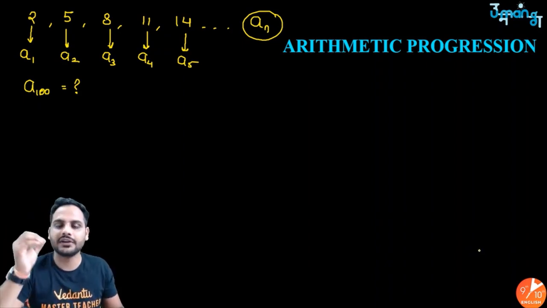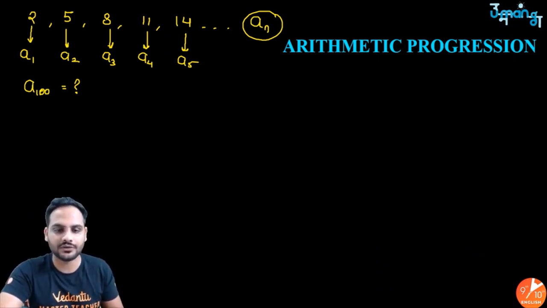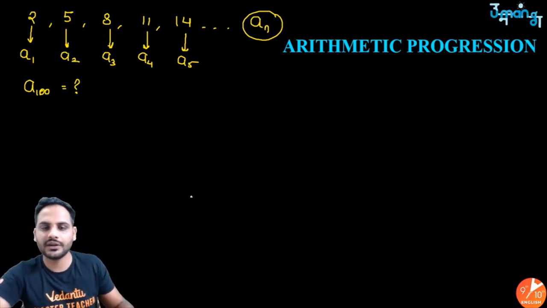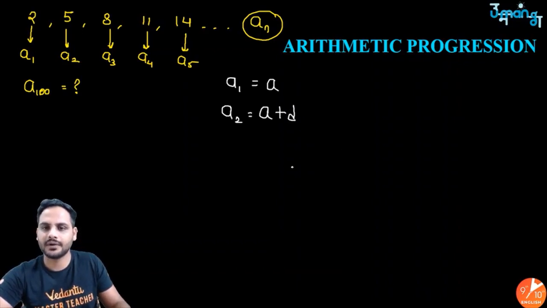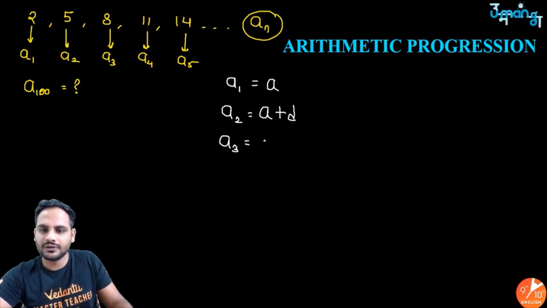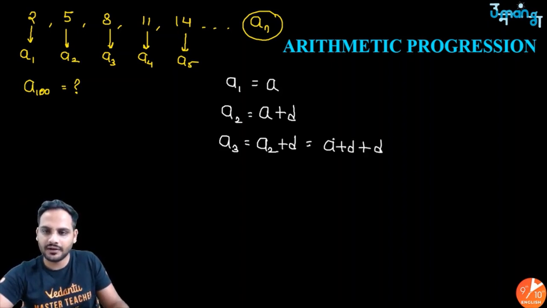To get that, we need to look at how an AP looks. We know in an AP we need to decide two things, the first term and the common difference. So let's say my first term is A and my common difference is D. So my second term will be A add D. My third term will be the previous term add D. The second term is A plus D, and adding one more D, A plus D plus D, so you get A plus 2D.